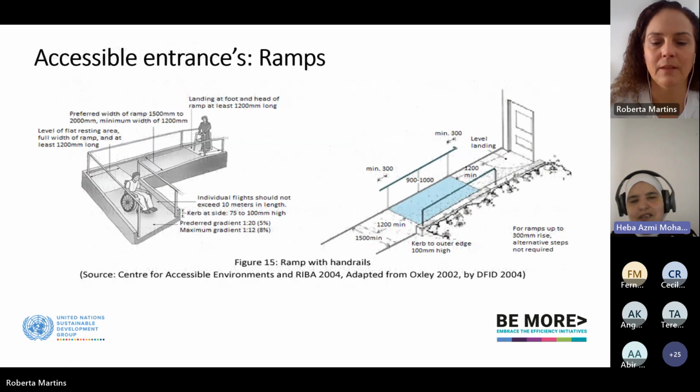Next slide, please. So this slide shows the dimension of the accessible ramps in the accessible entrance. And because it has a lot of numbers, we wouldn't be able to say all these numbers. But when we share the presentation, I will be sure to attach a table with all these dimensions in an accessible format. Next slide, please.